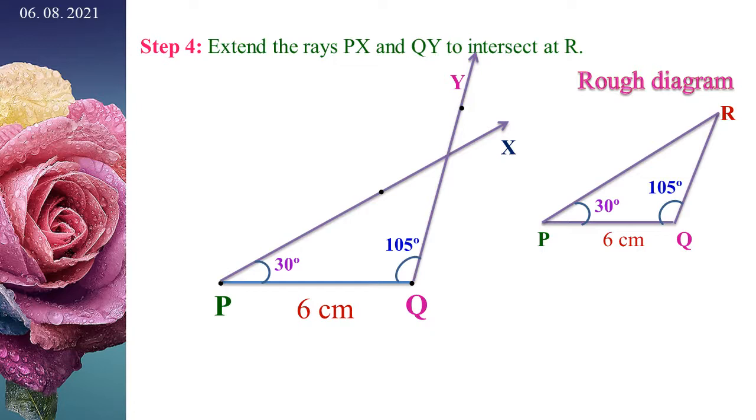Step 4. Extend the rays PX and QY to intersect at R. PX and QY intersecting point is called R. The required triangle is PQR. PQ equal to 6 cm, angle P equal to 30 degrees, angle Q equal to 105 degrees.